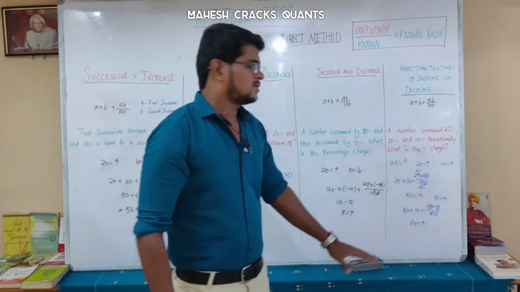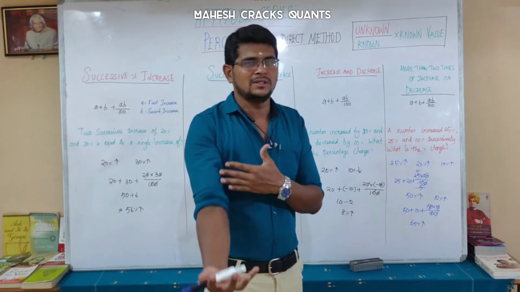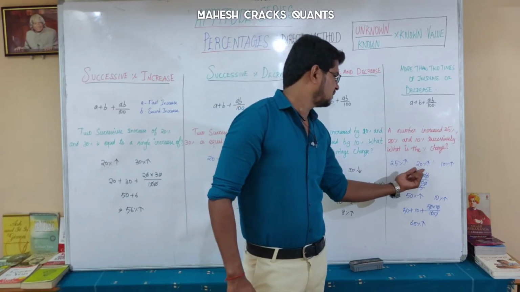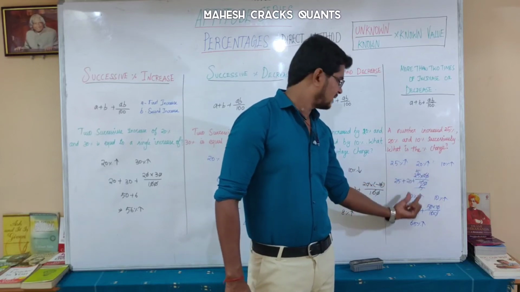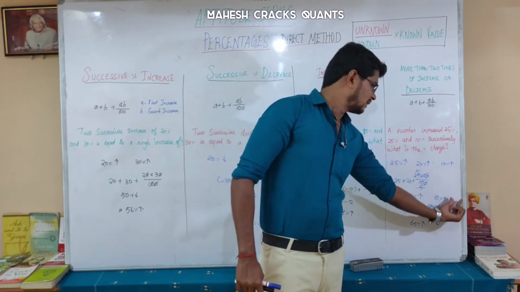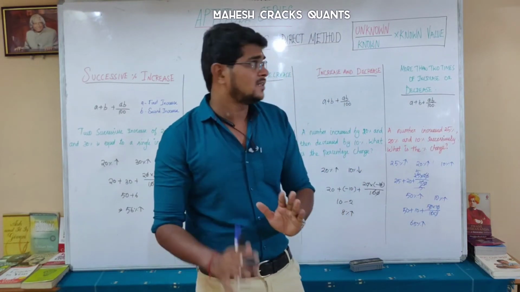That's all for successive increase. Even if there are 4 numbers, 25, 20, 10 and again 20, solve the first two, you will get a value. Solve the next two, you will get a value. A, B, and then you will get a single value. This is the easiest way.